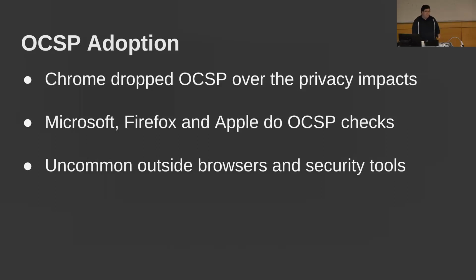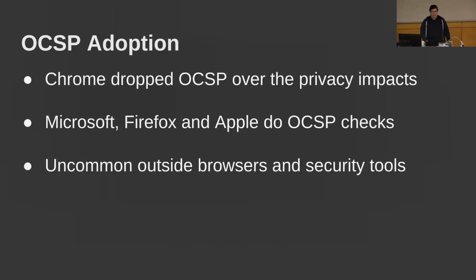Because of these really bad privacy problems, Chrome has completely dropped OCSP. Other browsers do OCSP checks today, the Microsoft, Firefox, and Apple ecosystems. And it's uncommon to do OCSP checks outside of the browsers. There's plenty of other things like APIs and client libraries that might connect to websites, but they usually don't do OCSP. Some firewalls and that kind of thing will do both OCSP checks and CRLs.